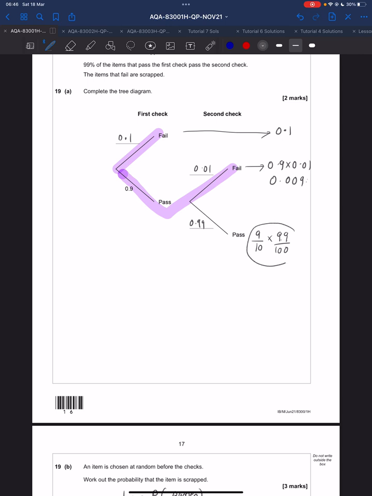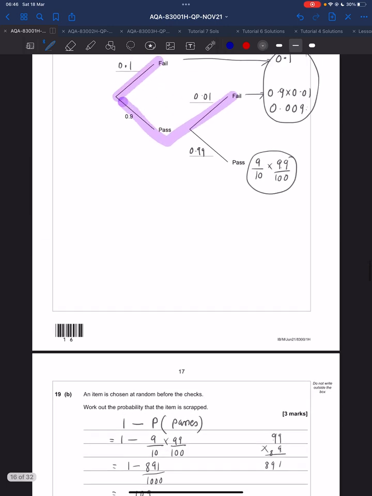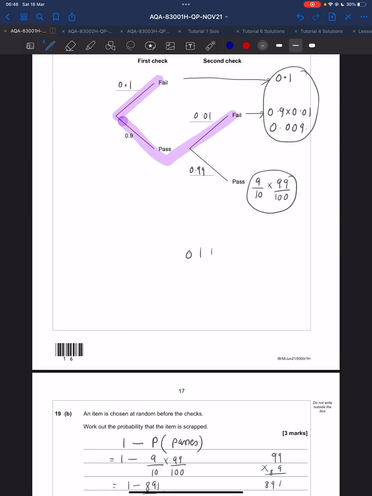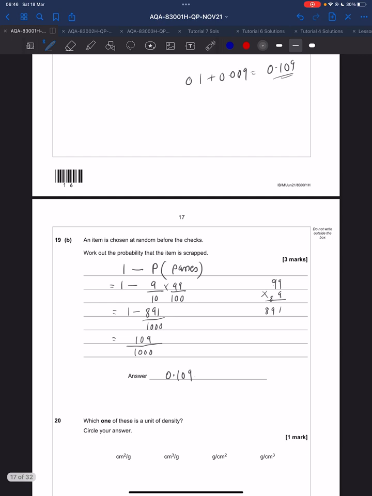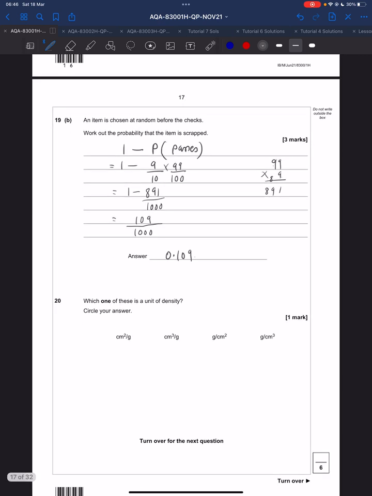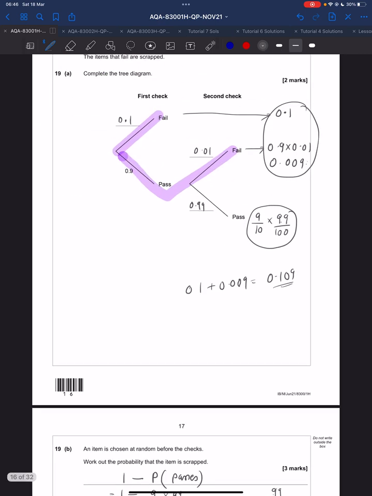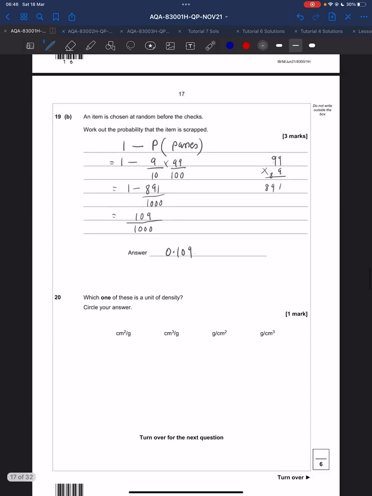You can either do it as one, take away that, or you add these two together, and then 0.1 plus 0.009 is 0.109. So there's two ways of getting to it, whichever one you like the best. You either add up all the fail branches, but just remember to multiply this first of all. And this one doesn't need to fail. That's why it might put you off. But anyway, there we go.